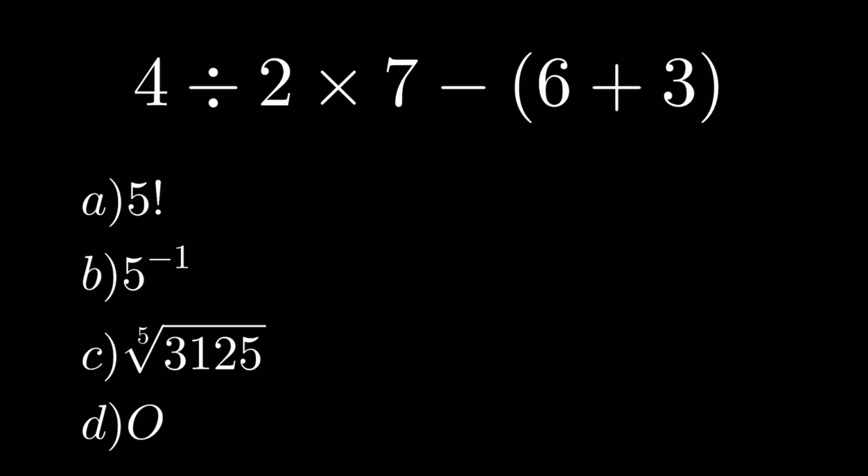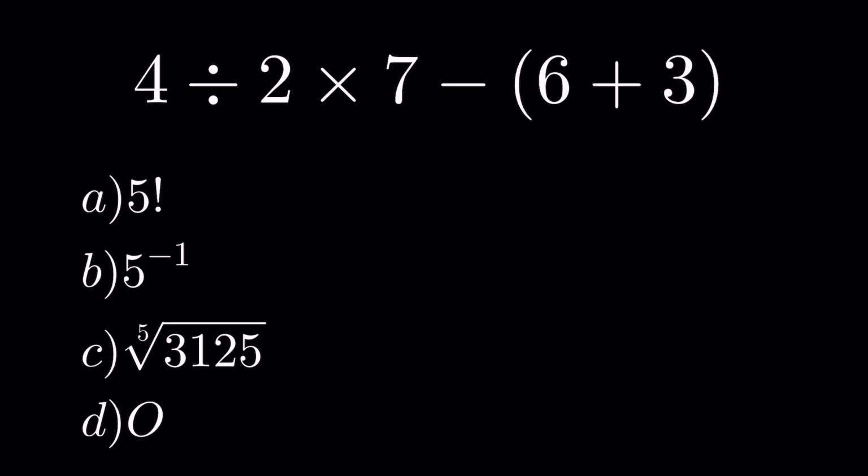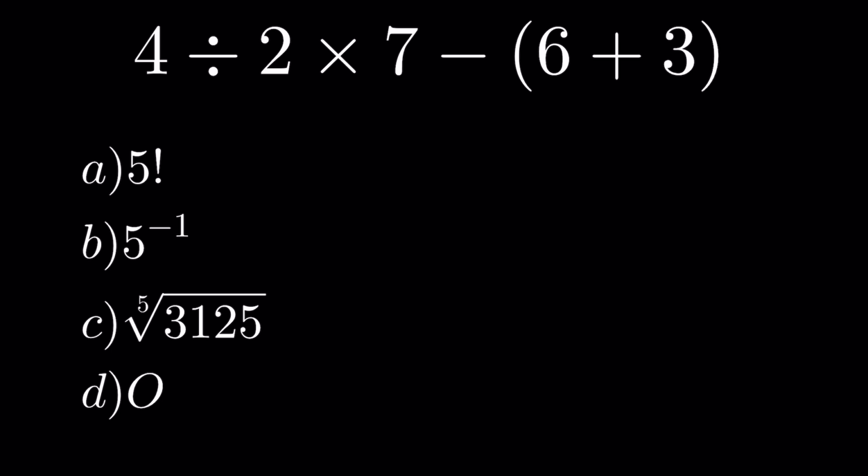4 divided by 2 times 7 minus parenthesis 6 plus 3 parenthesis closed. How do you solve this? Options are A) 5 factorial, B) 5 to the power minus 1, C) fifth root of 3125, and D) 0.